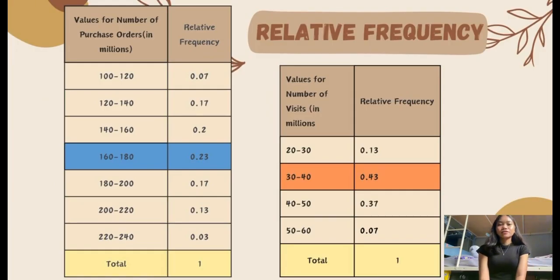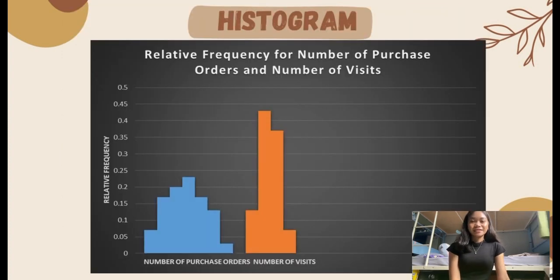These are the results of relative frequencies for both number of visits and number of purchase orders. The highlighted parts for each matrix are the highest relative frequencies. Based on the combined histogram, we can easily compare that the relative frequency for number of visits is higher, which is 0.43, than number of purchase orders, which is 0.23. High relative frequency for the number of visits in an e-commerce website indicates positive user engagement and retention.